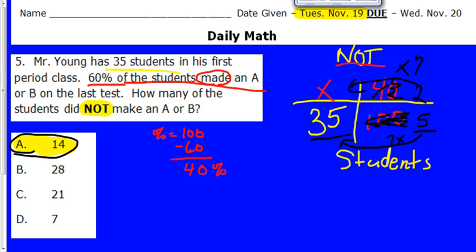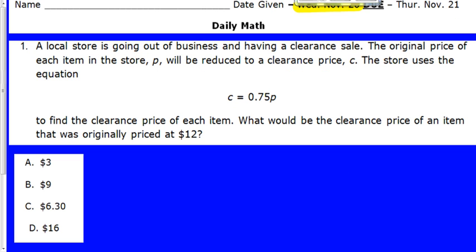Now remember, guys, if you need to pause it, you're not sure where I reduced my steps, go back and rewind it and listen to what I say, not just what you see me doing. Okay? Watch it as many times as you need to so you can make sure you understand. I did 100% minus the 60% that made it. I had to subtract to see who did not make it. Then reduced and then found my scale factor. Moving on, let's go ahead and look at Wednesdays.